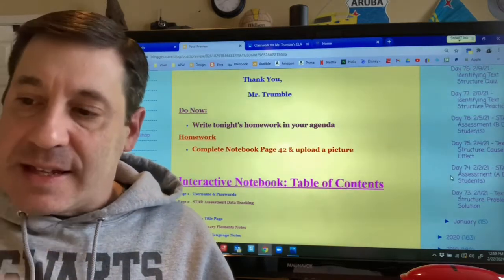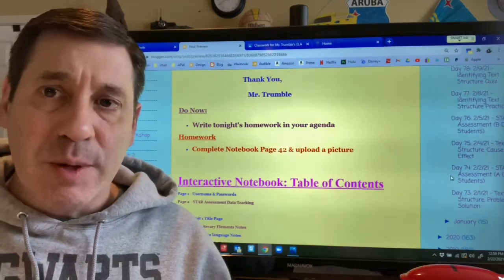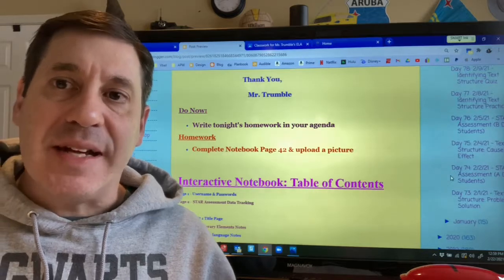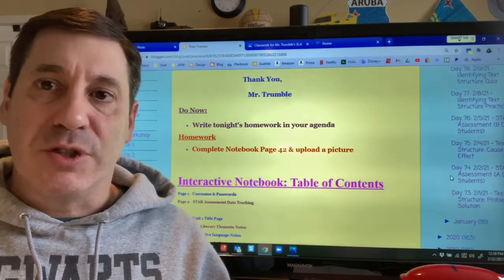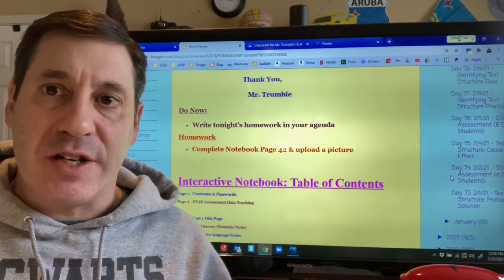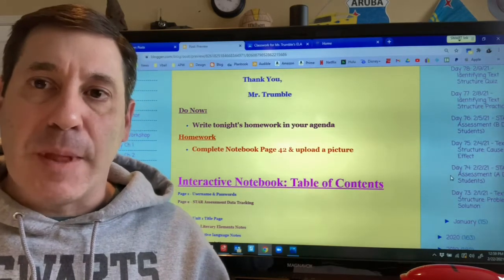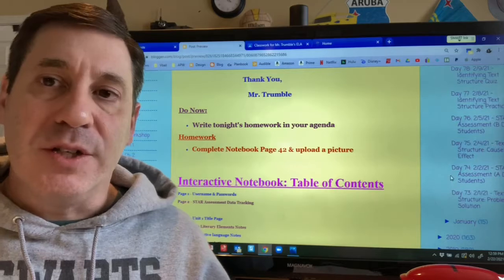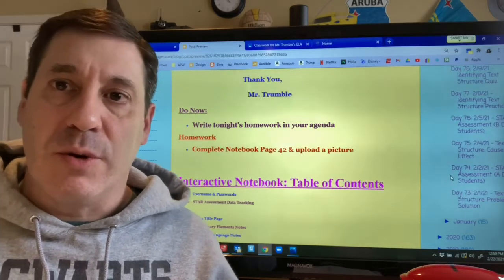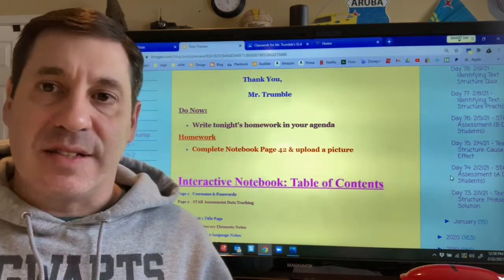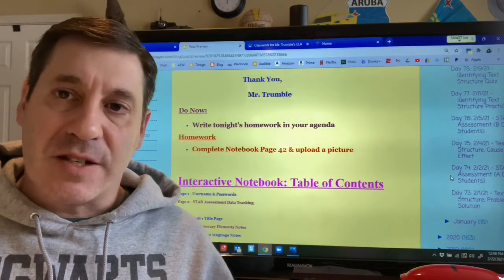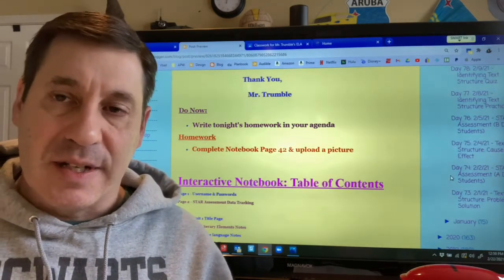But the exciting thing is that as we read Harry Potter, there are 18 chapters. And for some of those chapters, I will choose what kind of a note-taking strategy you have to do. But for the majority of them, you guys will be able to pick your own note-taking strategy. Some people might like to do a timeline. Some people might like to do bullets. Some people might like to do something else.